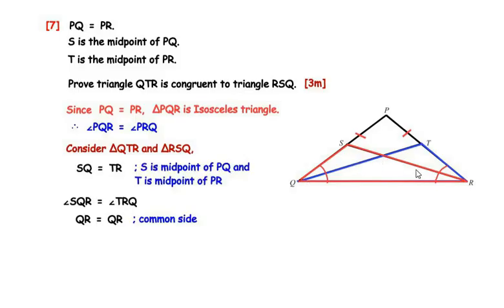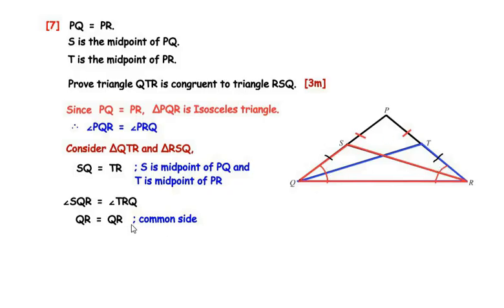In these two triangles, we can see that the side SQ will be equal to side TR because these two sides of the triangle are equal, and S and T represent the midpoints of PQ and PR. So the length of the side SQ will be equal to the length of the side TR from both the triangles, and we can say that angle SQR from triangle RSQ is equal to angle TRQ from triangle QTR because PQR is an isosceles triangle.